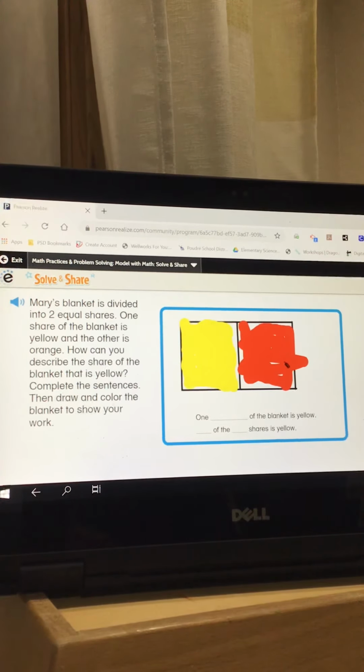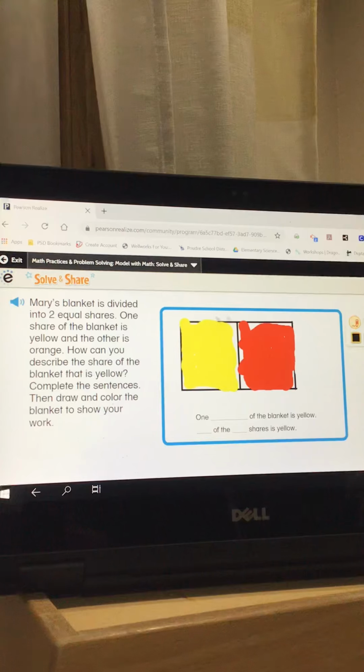This is not first grade coloring. Sorry, guys. This is computer coloring. I'm sure you guys know how it feels to computer color now, though, huh? So there is my blanket. One side is yellow, one side is orange. Now I need to fill in my blanks.